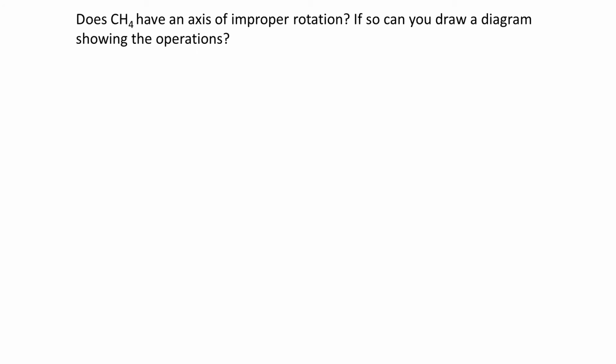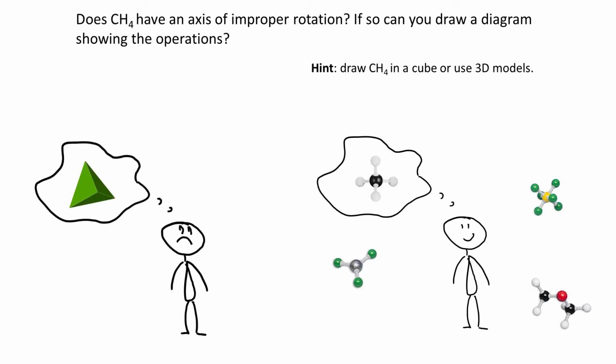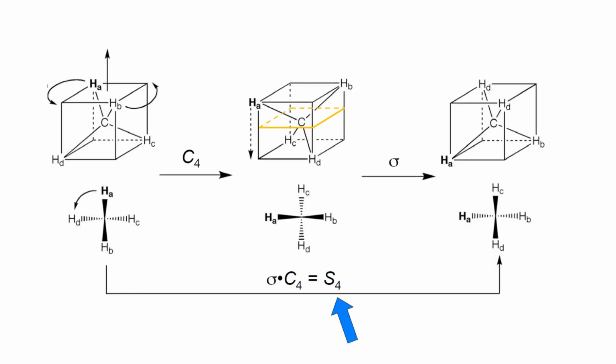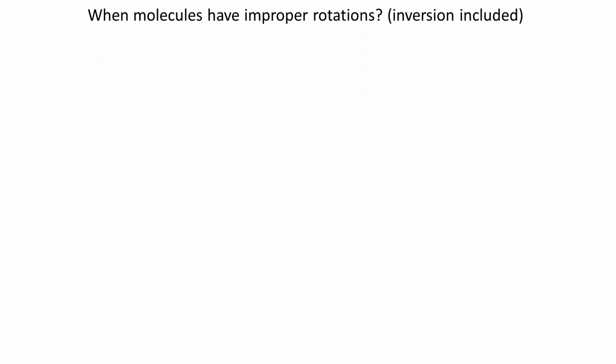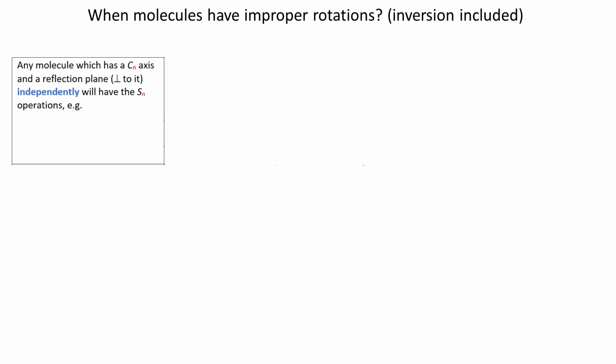It might be helpful to draw methane in a cube or use 3D models. For instance, use a molecular model kit. Methane does have an S4 rotation-reflection axis. Please notice that it doesn't have a C4 rotation, nor a reflection, but if we combine these operations, then we get to an equivalent configuration. Rotation-reflections might not be the easiest to spot, however, let's notice some trends that might help you. Any molecule which has a Cn axis and the mirror plane independently will have an improper rotation.